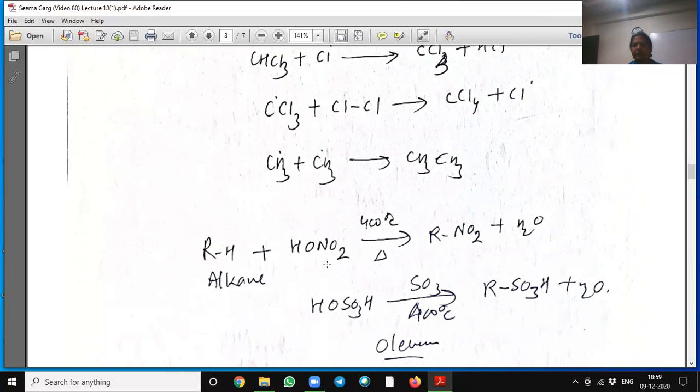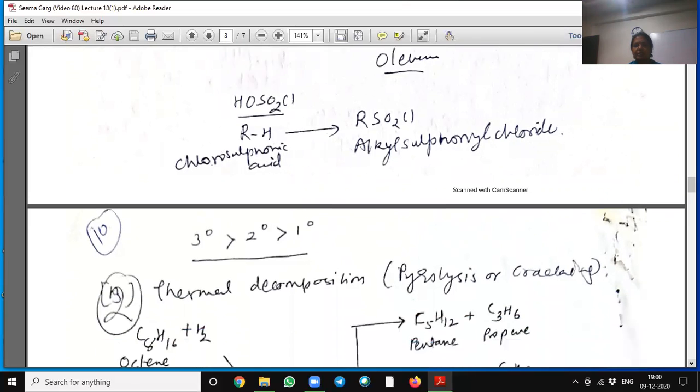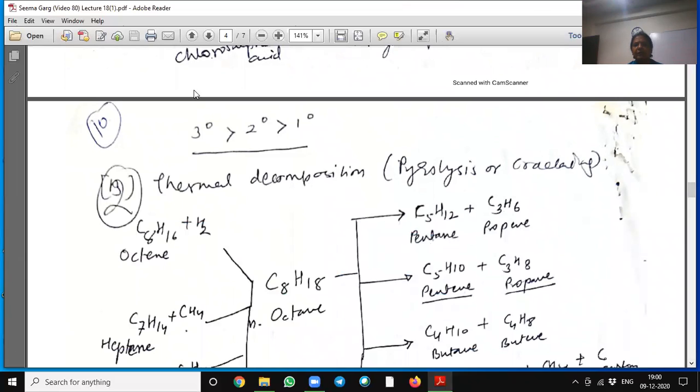Similarly, alkane can react with nitric acid in presence of higher temperature or UV light. It will form nitroalkanes and alkane sulfonic acid, and it will react with oleum SO3. With chlorosulfonic acid, it will form alkyl sulfonyl chloride. So these all reactions are substitution reactions, and their reactivity is that tertiary is more reactive compared to secondary than primary.